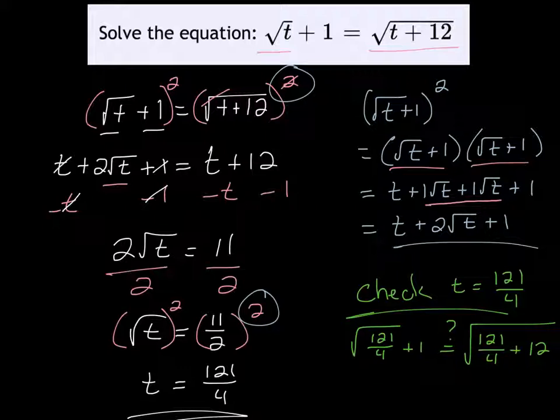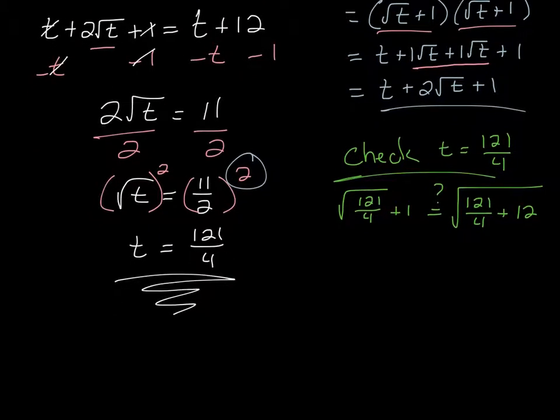Alright, so what I have here in the green is I've plugged this value of t equals 121 over 4 into my original equation, and I'm going to simplify both sides here to see if they end up equaling each other. Okay, on the left hand side, the square root of 121 over 4 is actually 11 over 2. I'm going to add that to 1. I'm going to write that as 2 over 2, so I can actually add those two fractions together.